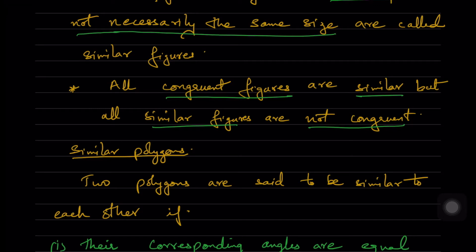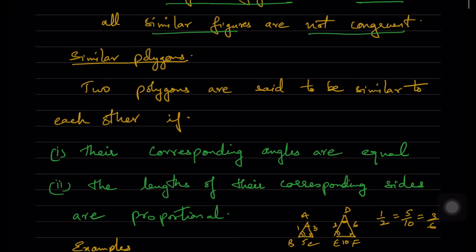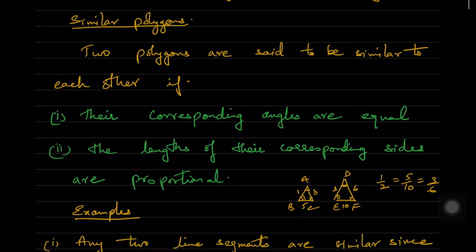Like two 5 rupee coins, if you take them and put one over the other, these two are said to be exactly congruent because they can fit one over the other exactly. So what are similar polygons? We'll see. Two polygons are said to be similar to each other if their corresponding angles are equal and the lengths of the corresponding sides are proportional.